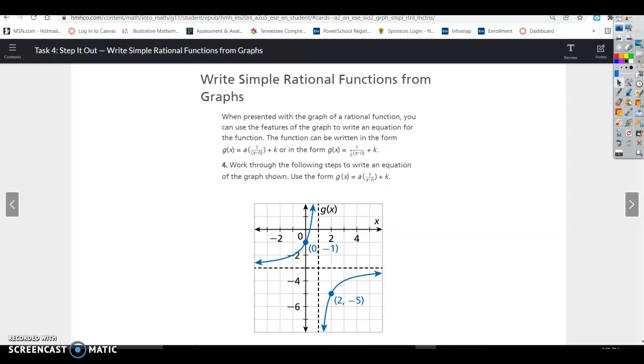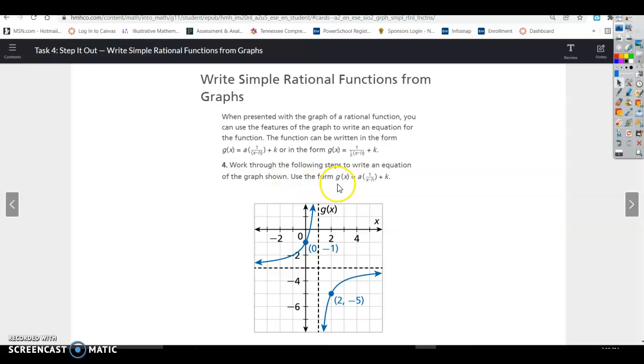Task 4. Write simple rational functions from graphs. When presented with the graph of a rational function, you can use the features of the graph to write an equation for the function. The function can be written in the form g of x, this is our general form here, or in the form, this is our other general form here. This one has the a and this one has the b. Work through the following steps to write an equation of the graph shown.